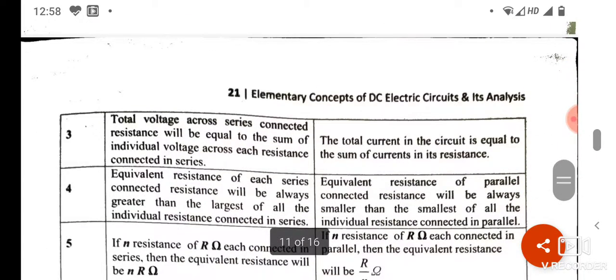Total voltage across a series connected resistance is the sum of the individual voltages. V1 plus V2 plus V3 gives V. But in the case of parallel network, the total current is I is equal to I1 plus I2 plus I3. Equivalent resistance in the case of series resistance is R is equal to Rs is equal to R1 plus R2 plus R3. But in the case of parallel resistance, it is 1 by Rp is equal to 1 by R1 plus 1 by R2 plus 1 by R3 etc. up to 1 by Rn.